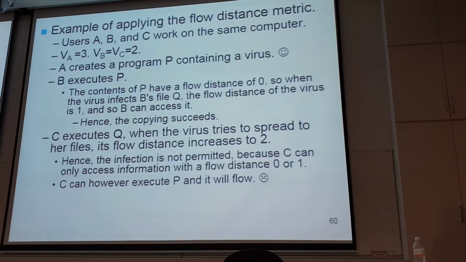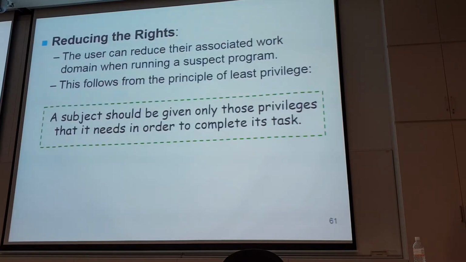However, in this case, because P has a flow distance of 0, if someone executes P again, then the virus will still flow. So basically, we restrict the number of hops the virus can spread. That's the idea: reducing the write, and as I said, this is related to the principle of least privilege.